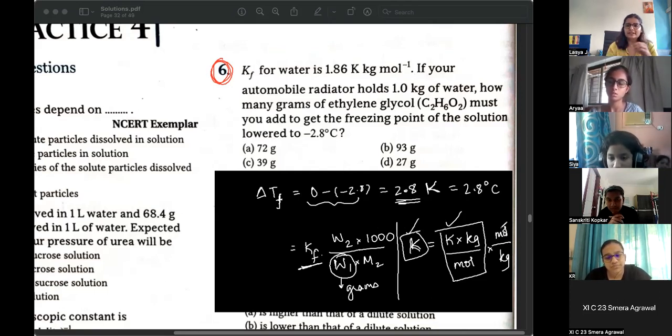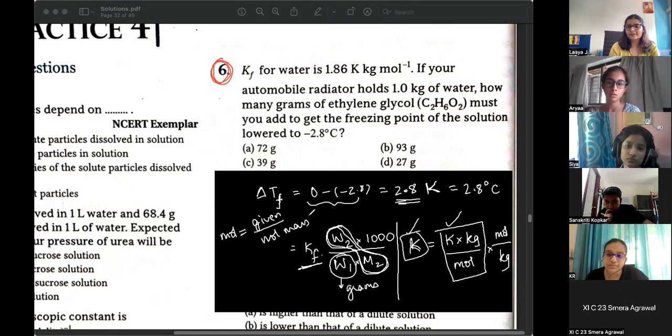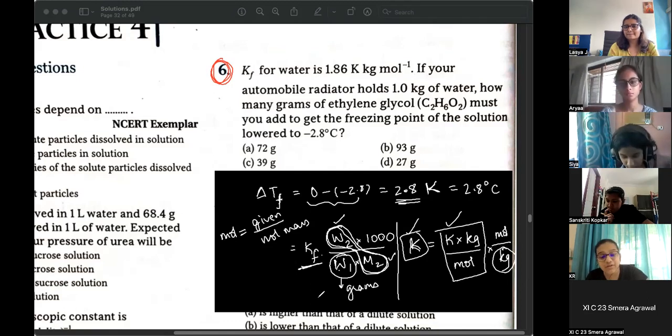So the mole, instead of taking directly in moles, we took it as W2 by M2. How do you calculate number of moles? Given mass by molar mass, right? What are the units of given mass and molar mass? Grams. So that's what we took, W2 in grams, M2 in grams. Per kg should be solvent, so W1 should be in kg. For the per kg of the KF, we need to make the W1 into kg, and then that will get cancelled.